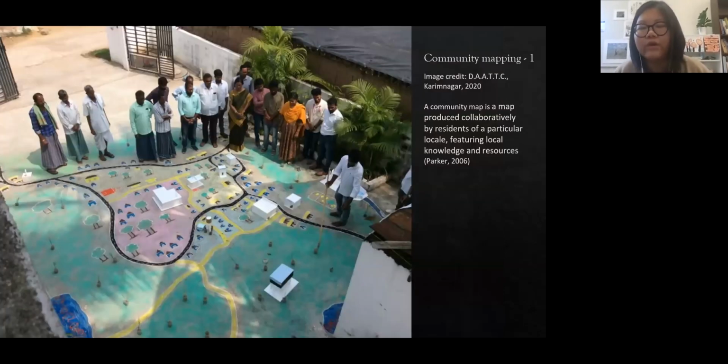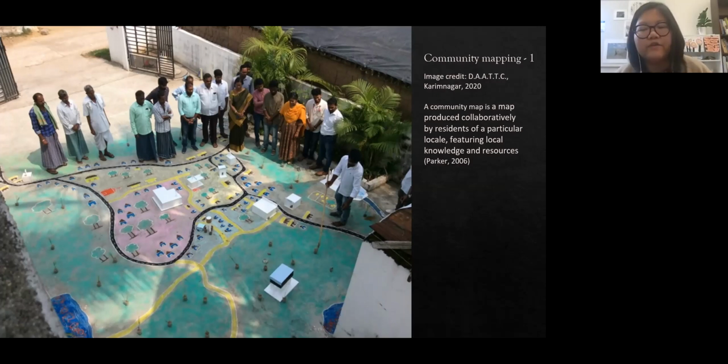And now we will start to introduce some of the methods that we encourage the communities to use to give us the data, to give us the visualization that we are looking for. The first one I'm going to introduce is community mapping. A community map is a map that is collaboratively contributed by the residents of a particular place.